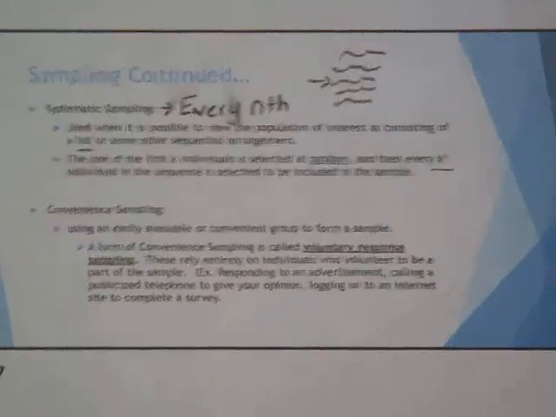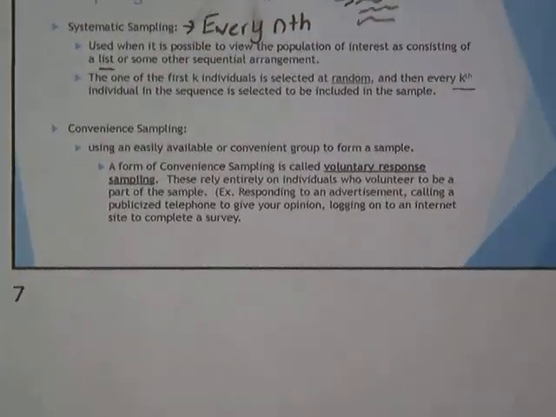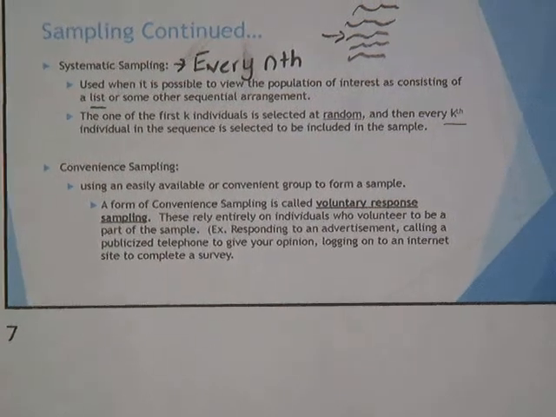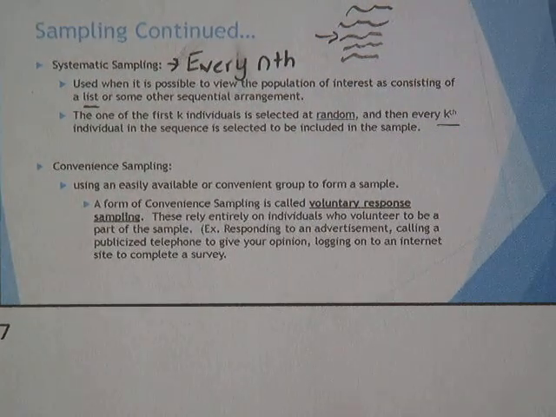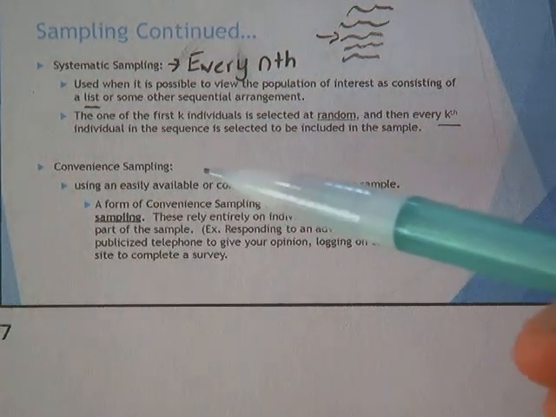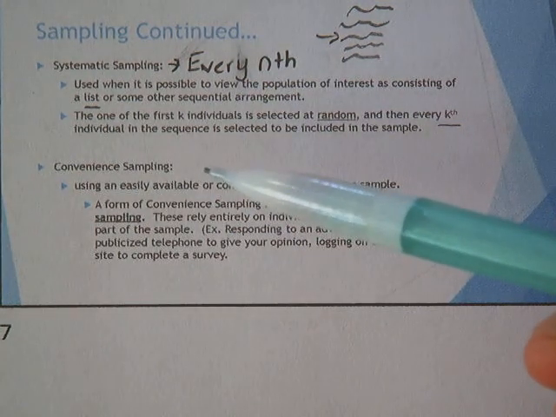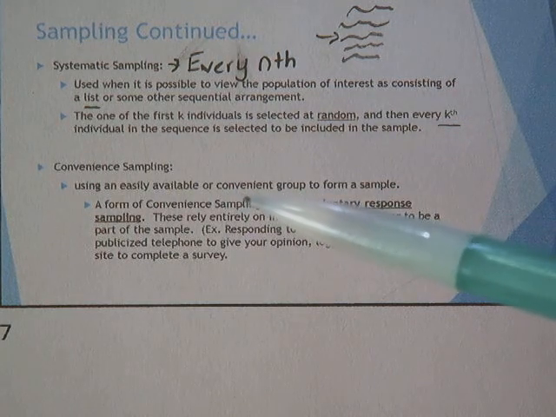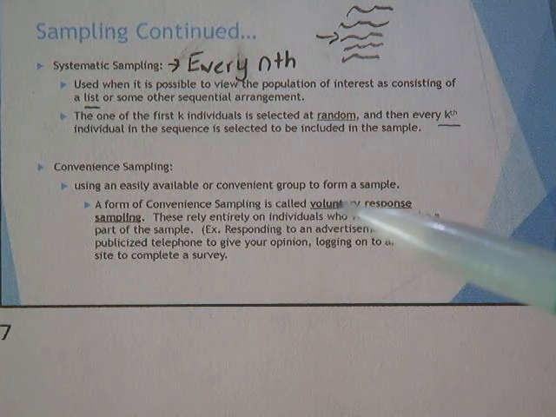All right, the last way of sampling is probably the worst way of sampling. This is one that you would not want to do unless you have no option. The results from this may not be good, but it's called convenient sampling. This is using an easily available or convenient group to form a sample.